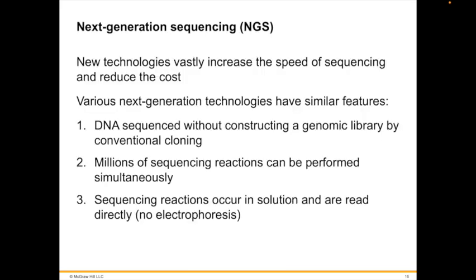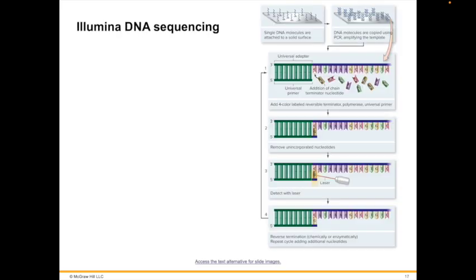So now we're getting to next generation sequencing. New technology vastly increases the speed of sequencing and reduces the cost. Various next generation technologies have similar features. They sequence DNA without constructing a genomic library by conventional cloning. Millions of sequencing reactions can be performed simultaneously, and sequencing reactions occur in solution and are read directly. No electrophoresis. So we have Illumina DNA sequencing.